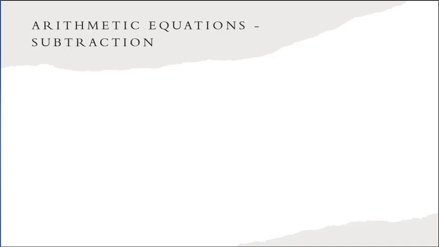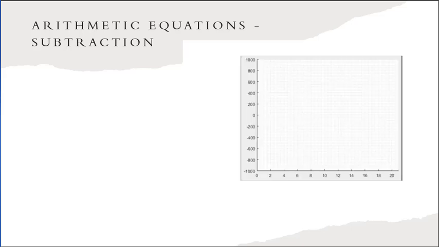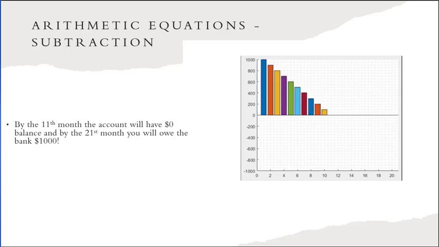Subtraction can also be made more thrilling. And what better than money, or the lack of it, to illustrate this concept? Assume you open a bank account with $1,000 and with an authorized overdraft for the same amount. If there are no additional deposits ever again and the bank doesn't pay you any interest, if you start withdrawing consistently $100 per month, by the 11th month, the account will have a zero balance, and by the 21st month, you will have a $1,000 debt.